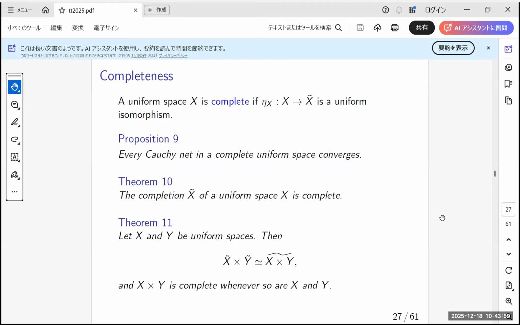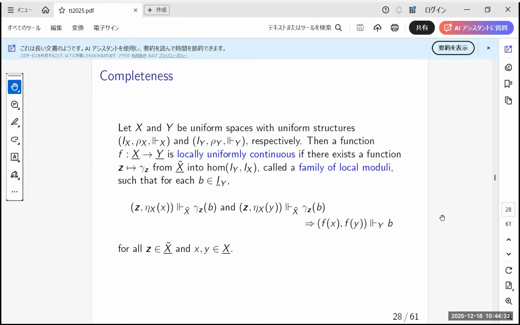And then a uniform space is complete if eta X is a uniform isomorphism. And then we can show that every cosinet in a complete uniform space converges. And the completion of a uniform space is complete. And for two uniform spaces X and Y, X tilde times Y tilde is uniformly equivalent to (X times Y) tilde. And X times Y is complete whenever so are X and Y.